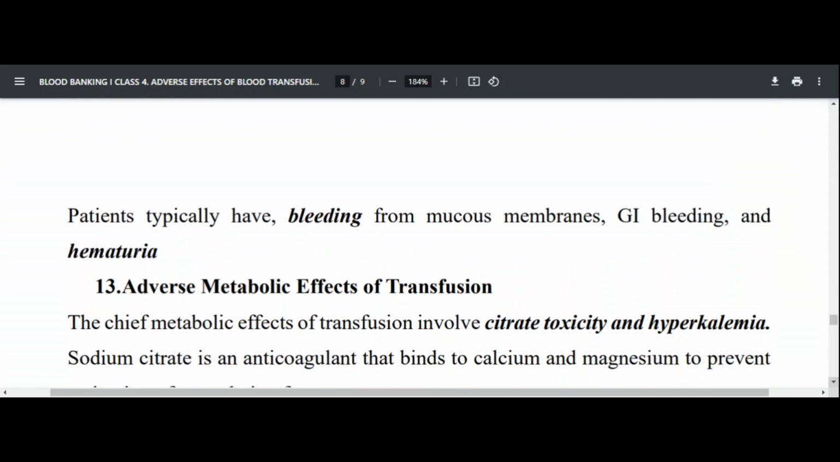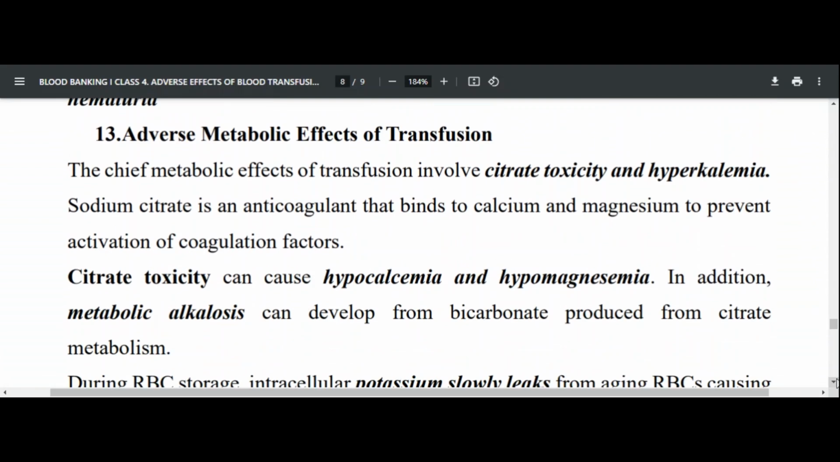Then you also find adverse metabolic effects of transfusion. For example, this is just a simple one: when a patient is receiving blood units, you can have citrate toxicity and hyperkalemia, that is one of them. When someone is receiving citrated blood units, that citrate is toxic. It can cause hypocalcemia and hypomagnesemia, and also metabolic alkalosis.